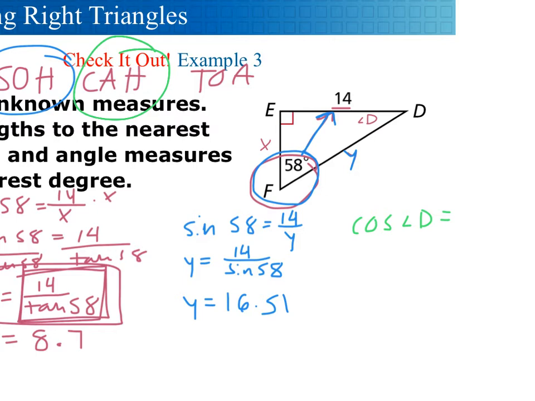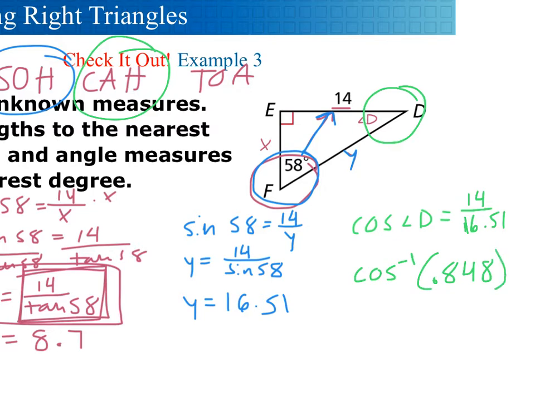Adjacent over hypotenuse. So adjacent is, what's adjacent to angle D? 14. And what's the hypotenuse? 16.51. So in our calculator, you're going to do 14 divided by 16.51. And what do you get? 0.848. So now you're going to do the cosine -1 of 0.848.